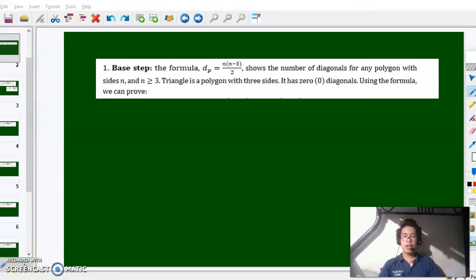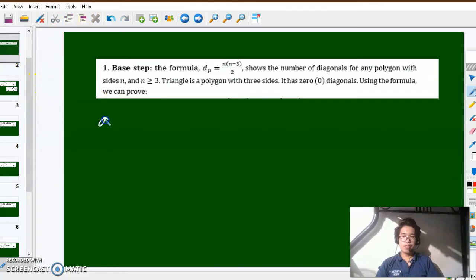What we're going to do now is try to prove the formula for finding the number of diagonals for a given polygon. The formula is given by D sub n, the number of diagonals for a given polygon, which is equal to n times (n minus 3) all over 2.